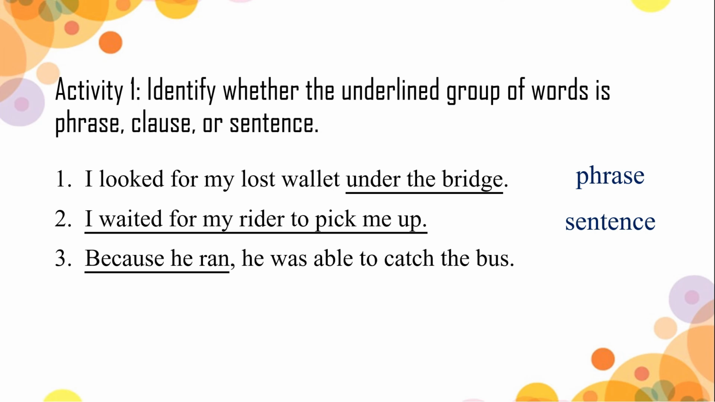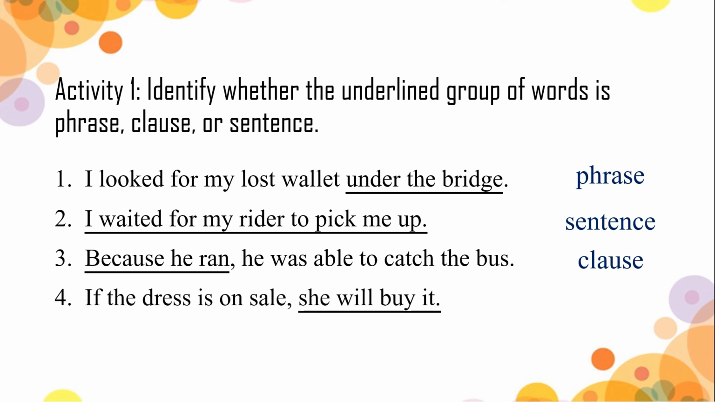Number 3, because he ran, he was able to catch the bus. Because he ran is an example of... A clause. Specifically, what kind of clause? Great, it is called a dependent clause. Number 4, if the dress is on sale, she will buy it. She will buy it is an example of... A clause. And what kind of clause? That is right, it's an independent clause.